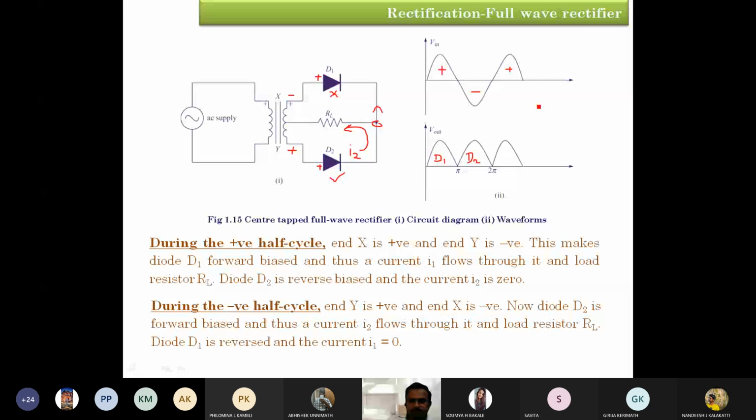So any doubt in this center tapped full wave rectifier? The difference between half wave and full wave is that in the full wave we are going to get the complete signal between 0 to 2 pi. What is going to happen in the half wave? Only half the duration will be there, 0 to pi or pi to 2 pi. Only one cycle will be there at the output side.